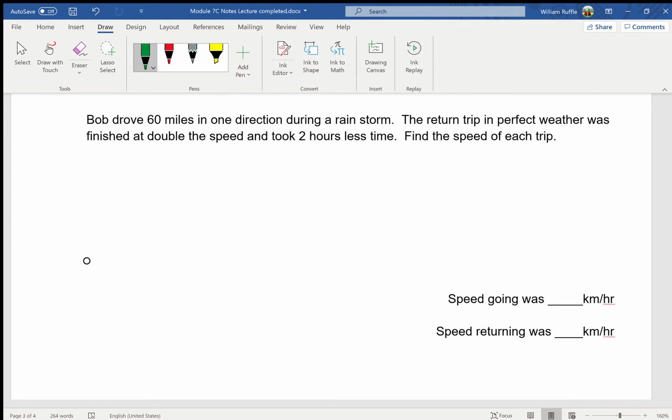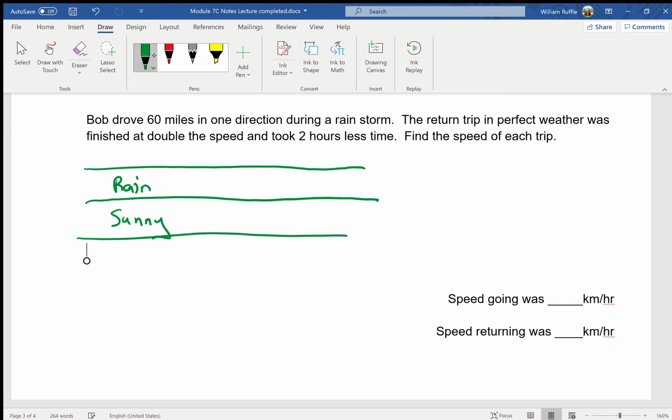All right, so now we're doing Bob drove 60 miles during a rainstorm. The return trip was in perfect weather, was finished at double the speed. So we're going in a rainstorm and coming back in sunny weather. Again, I'm assuming sunny weather is perfect. So we're going to do distance equals rate times time. So now the distance was 60 miles. Now the return trip, that implies they have the exact same distance.